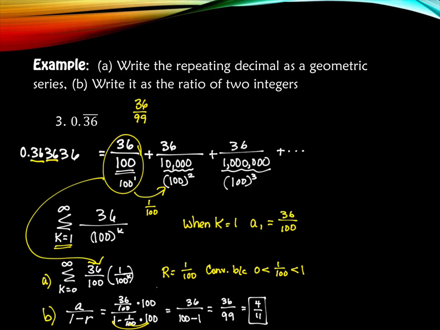How could we confirm that that's right? Your calculator. You could just take 4 divided by 11 and it will show itself as 0.363636 in the calculator, right? Yeah. Okay. So this is the process by which we can actually find a repeating decimal in geometric form.